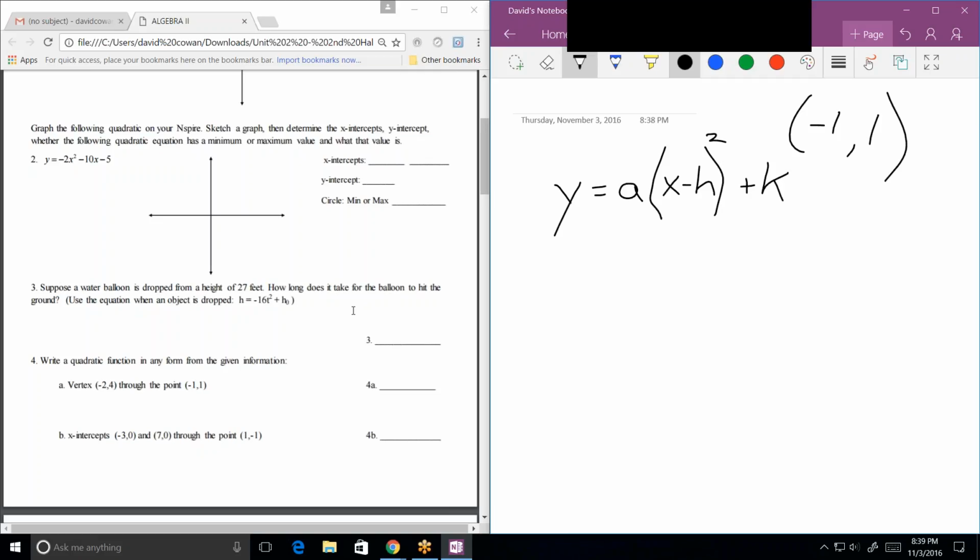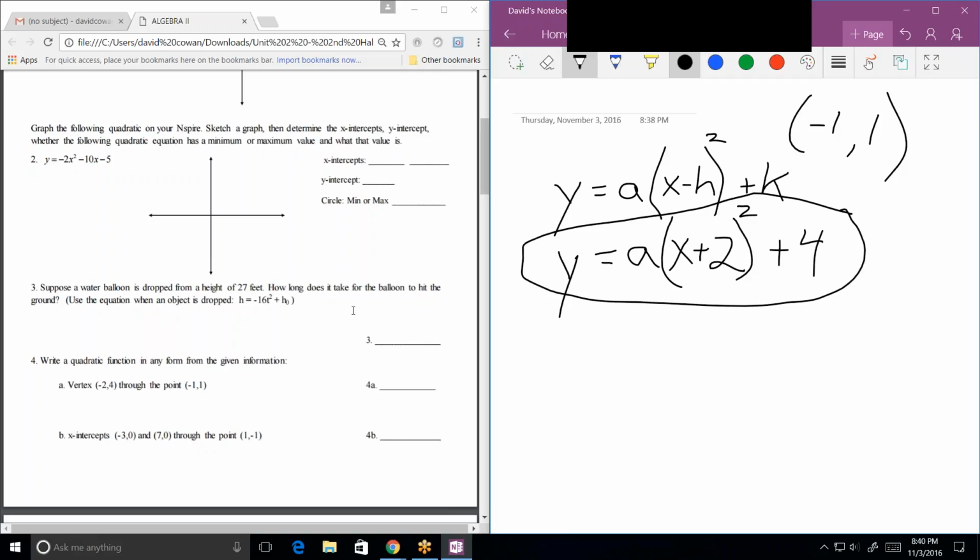Now, they gave us the vertex, -2, 4. So how much of this equation can I write now? Don't know what a is yet, but I know what h is. So what goes in the parentheses? It's x minus h, and h is -2, which ends up being x plus 2 squared. K is 4, plus 4. So we know that much.